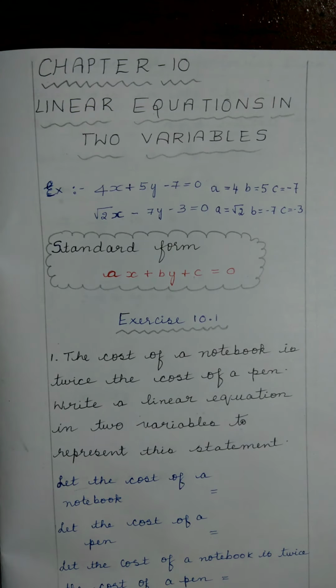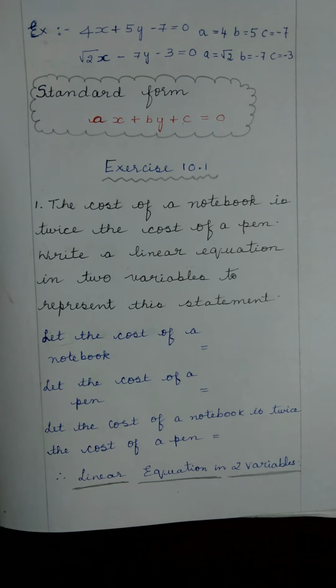Therefore, the standard form of linear equations in two variables is ax + by + c = 0. Now, let us solve exercise problems. Exercise 10.1. The first question is we need to frame the linear equation in two variables from the given statement problem. The first problem is, the cost of a notebook is twice the cost of a pen. Write a linear equation in two variables to represent this statement.